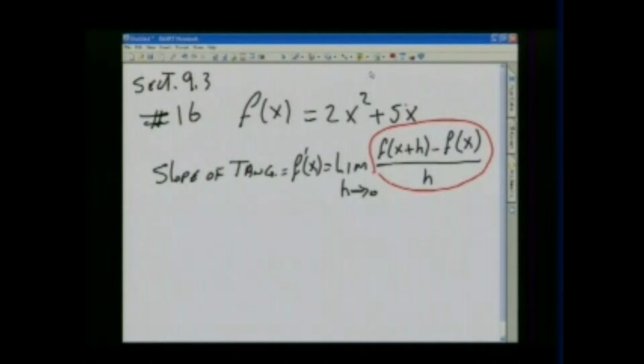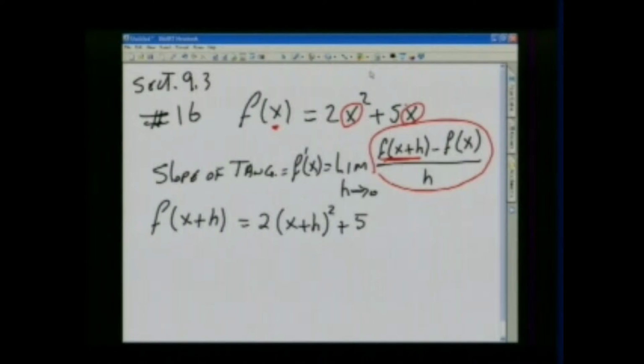So the first thing we have to do is find f of x plus h. That means in your function, wherever you have x, you replace it with x plus h. So you're evaluating your function at x plus h. So this would be equal to 2 times, in place of x, you put x plus h squared, plus 5 times x plus h.